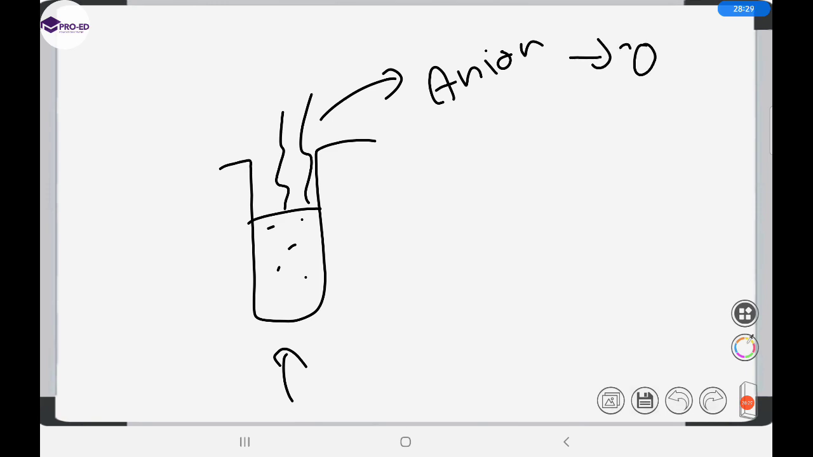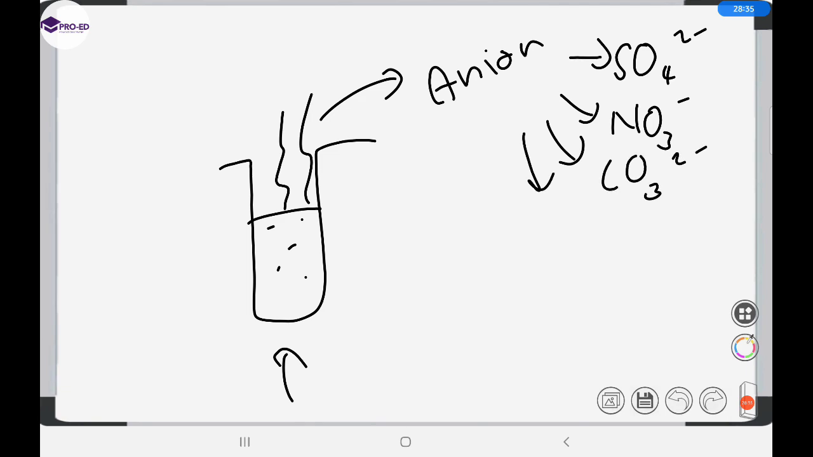Was it sulfate? Was it nitrate? Was it carbonate? Was it, what else? Am I missing something? Was it chloride? It tells us all the anions present, except in a special case. It can actually tell us the cation, and that is for ammonium.